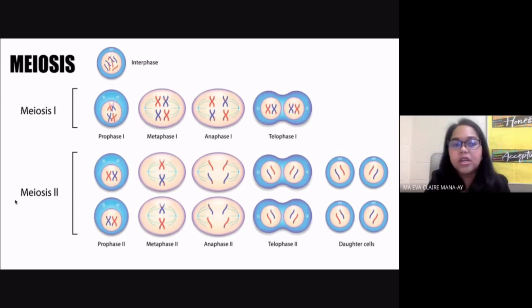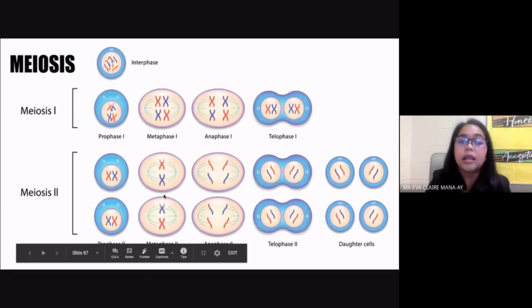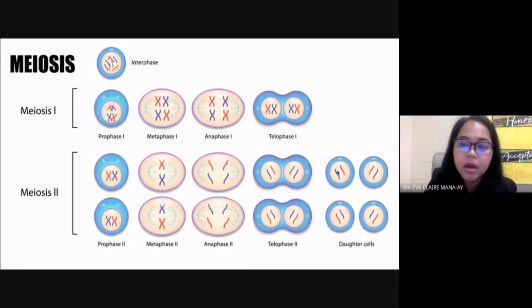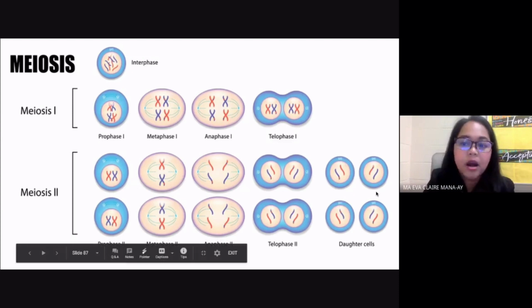And this division now, meiosis 2, is very similar to your mitosis. So in metaphase, your chromosomes are aligned singly. In your anaphase, they are going to be split into sister chromatids, but at the end, after meiosis, you have 4 daughter cells, and all of these daughter cells are haploid. Remember, these daughter cells are your sex cells, the sperm cells and the egg cell.